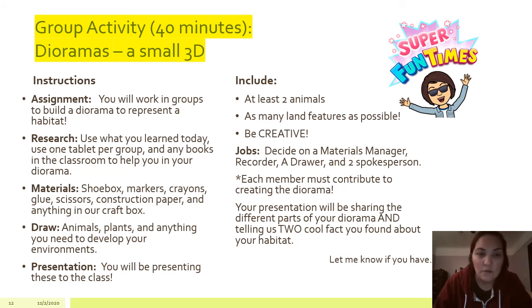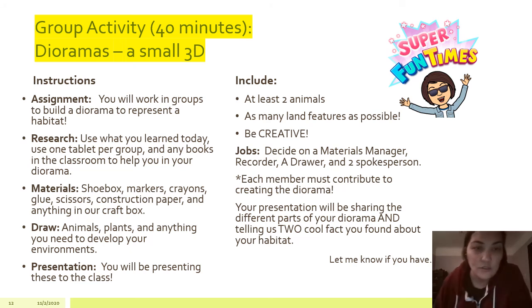Now, let's go over a couple of the instructions. You're going to be working in groups to build a diorama. A diorama, that's a small scale of something, like a habitat. So it's going to be a small scale. We're going to use shoe boxes. The shoe boxes are going to be what is our little miniature area to work with, okay?